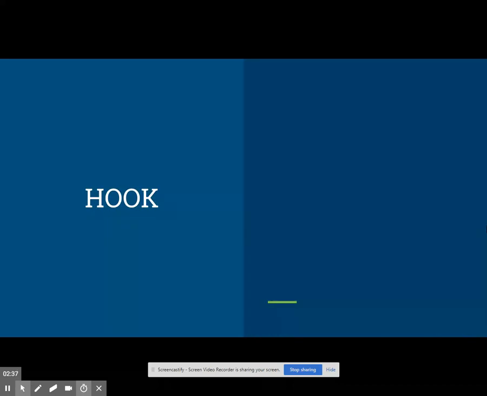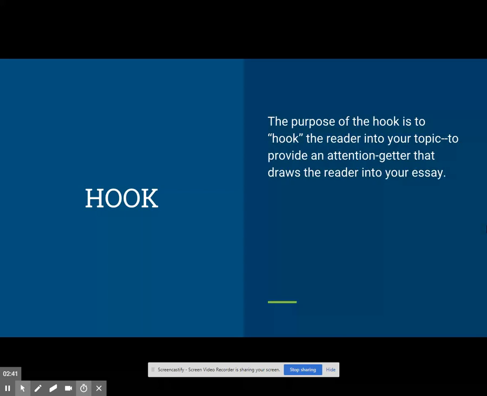Let's talk about a hook. This is what your introduction paragraph will start with. Because the purpose of the hook is to hook the reader into your topic, to provide an attention getter that draws the reader into your essay. The hook should make the reader want to keep reading.